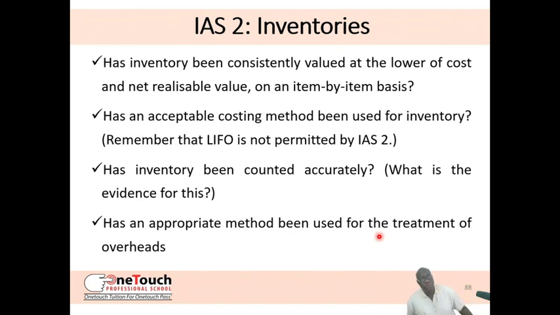If you come to International Accounting Standard 2, inventories, the issues you must ask: has inventory been consistently valued at the lower of cost and net realizable value? If not, then you know what you have to do. Has an acceptable costing method been used for inventory? Either FIFO or weighted average; remember that LIFO is not permitted by International Accounting Standard 2. Has inventory been counted accurately? What is the evidence for this? All these are questions you have to ask yourself. Has an appropriate method been used for the treatment of overheads?